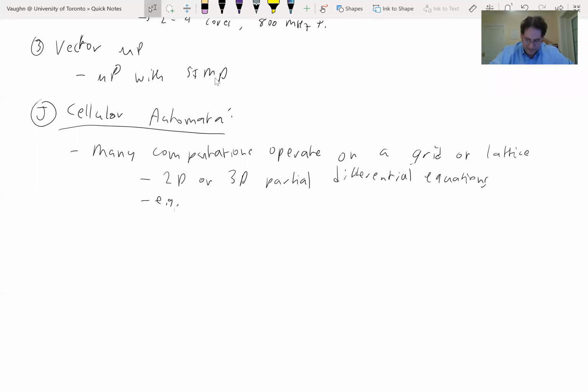So doing the reading. So a lot of computations operate on a grid or a lattice. It's kind of the same thing. It just means that you're operating at different points in space. A common case for this would be partial differential equations. So if you're trying to solve partial differential equations, either in two-dimensional or three-dimensional space, you can think of, I'm trying to find the value of, say, voltage at various points.